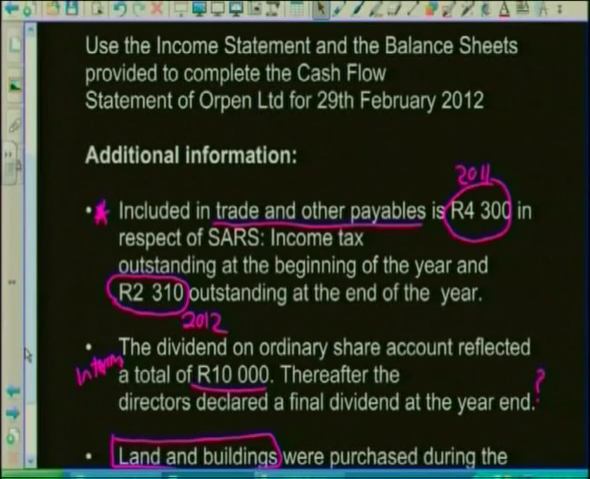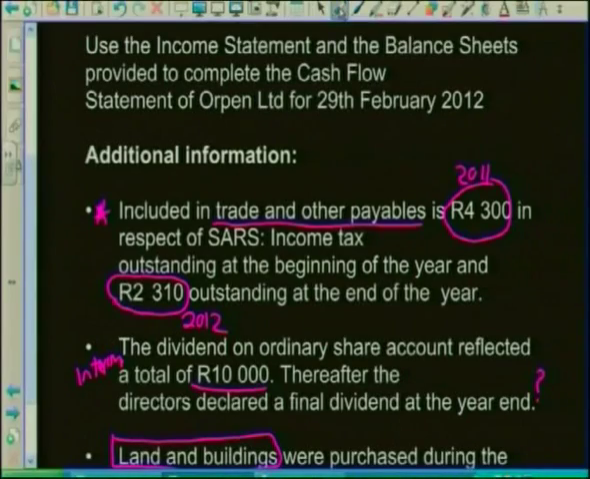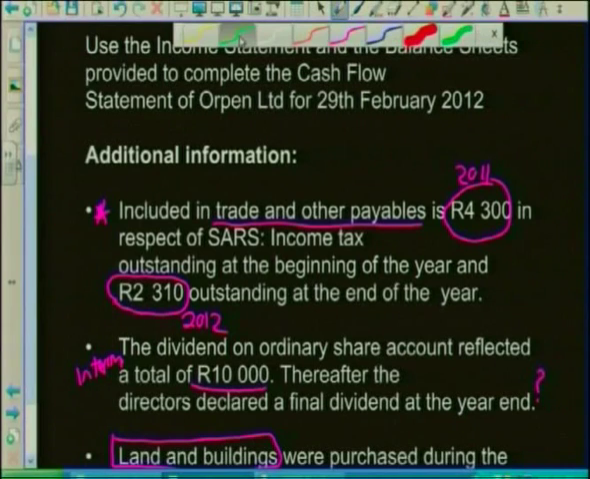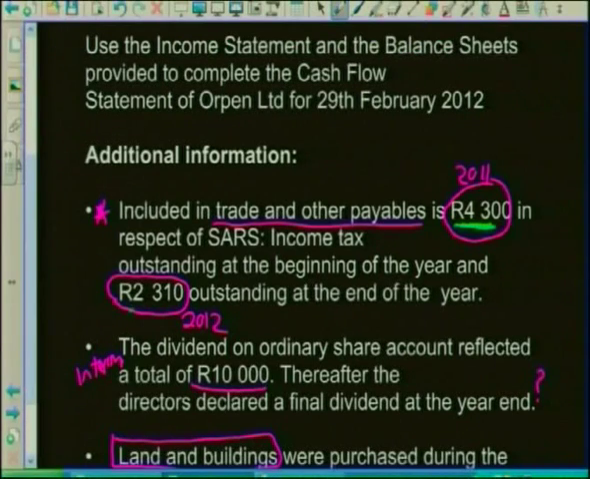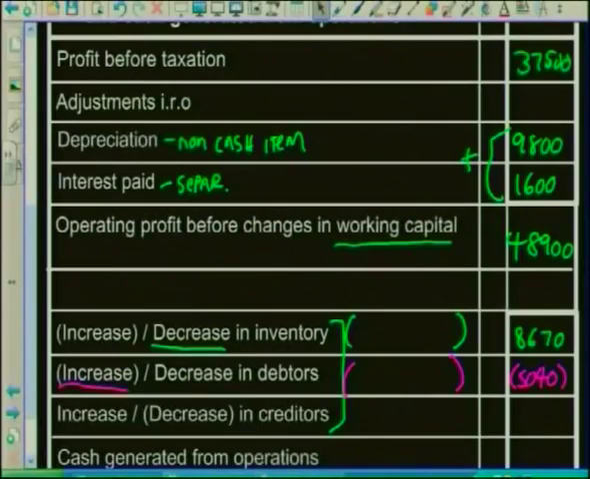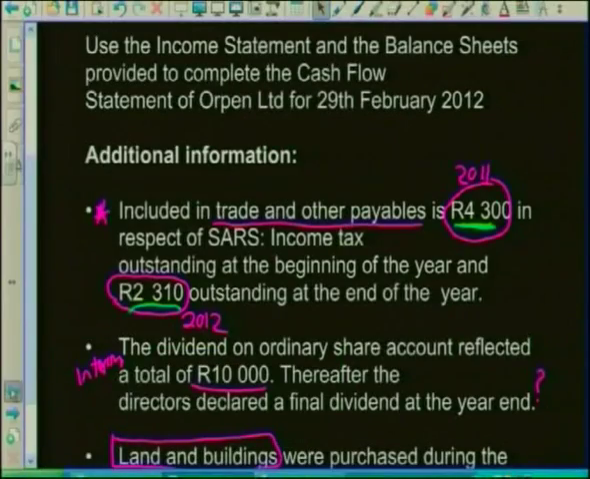Now, when it comes to SARS income tax, again, this is a separate disclosure. Therefore, we now need to exclude these amounts from our trade and other payables. So let's do that before we look at whether there was an increase or a decrease in your creditors. So let's go back to our balance sheet. We've got for 2011 4,300. Okay, so let's just go back to the balance sheet.